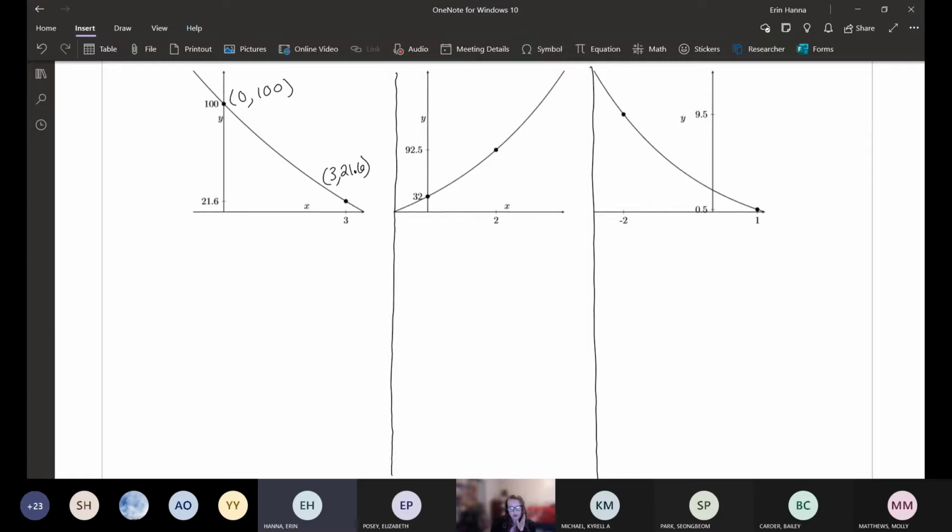So if we're going to do the full process here, we're going to take both of those points and plug them into our generic format. Now, for ease of the algebra, we want to write the one with the larger x value on top of the other one. So we're going to write 21.6 equals P naught a cubed, and 100 equals P naught a to the 0.